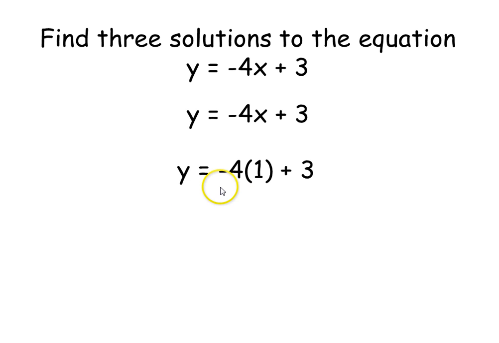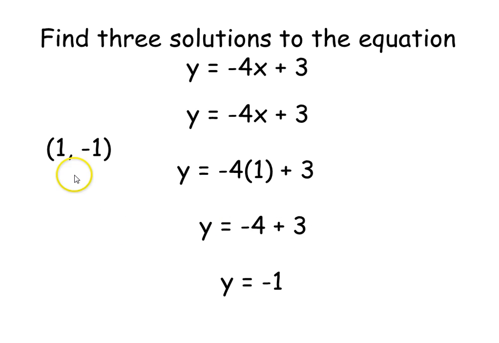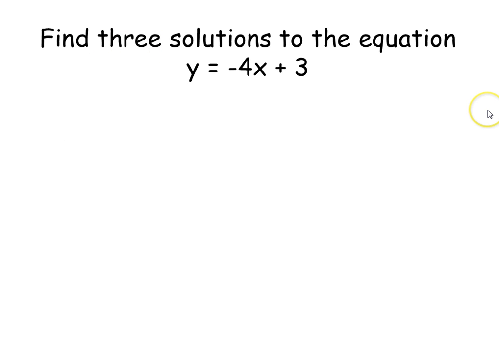Well, let's find out. Order of operations says to do negative 4 times 1 and then add 3. Well, negative 4 times 1 is negative 4, and then plus 3. Negative 4 plus 3 is negative 1. So in this case, when we chose x to be 1, y is negative 1. So writing that as an ordered pair will be 1, negative 1. Here's our x coordinate, here's our y coordinate. That's another solution. This point satisfies the equation. But we're asked to find 3. We have 2 now. So let's do one more.